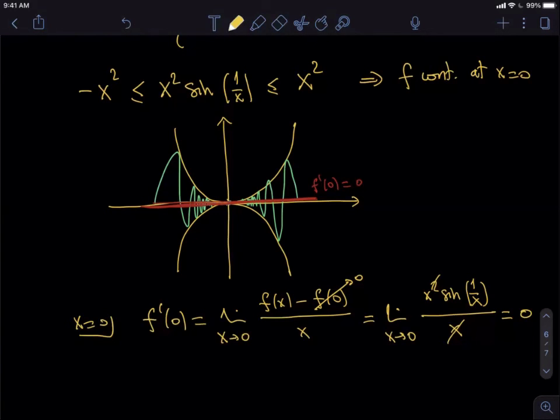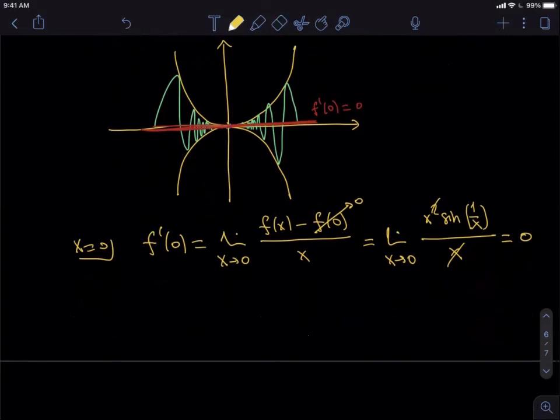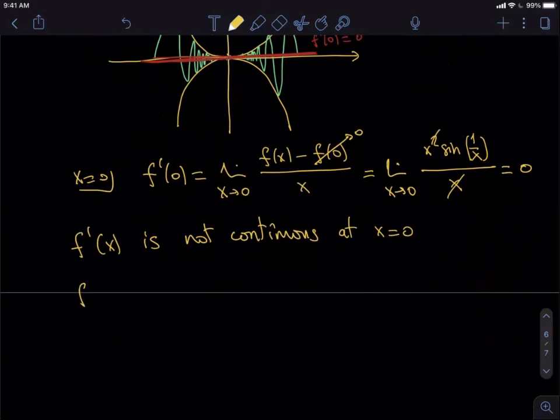Here there is something that is interesting to note, which is that yeah, the derivative exists at 0, but it's not going to be continuous. So f prime of x is not continuous at x equals 0. How do we know that?